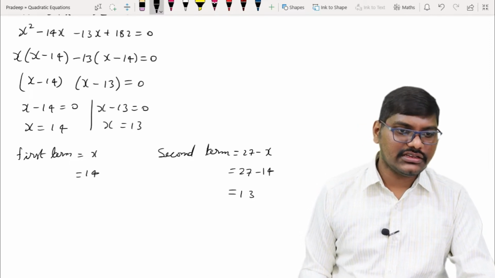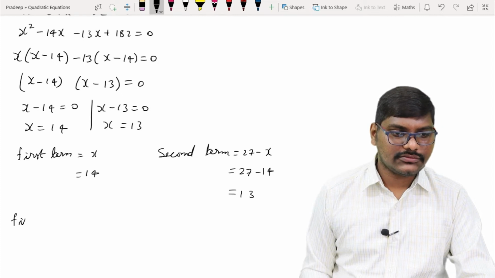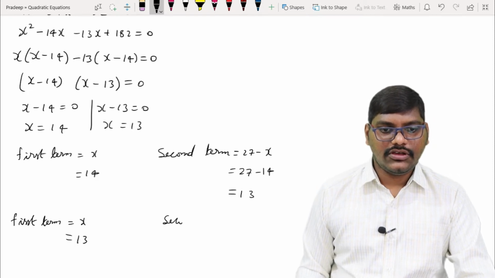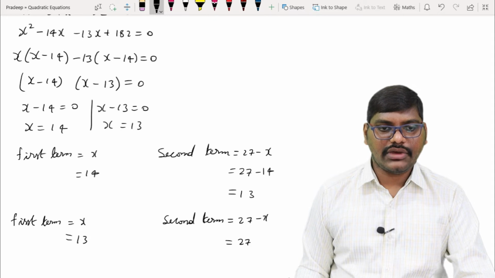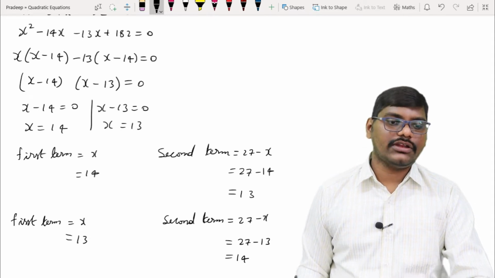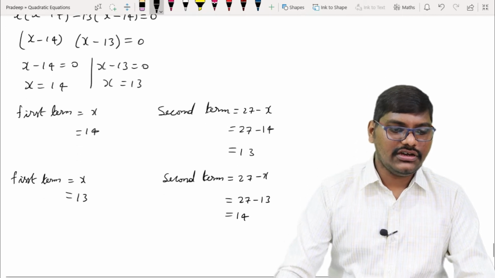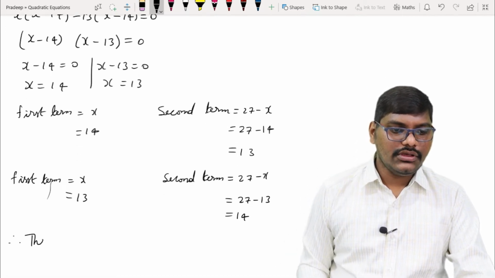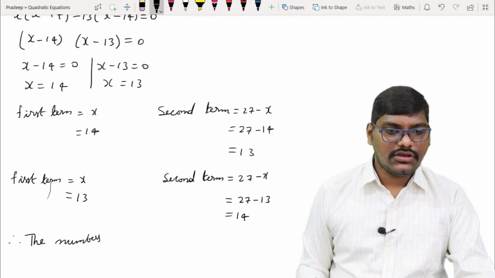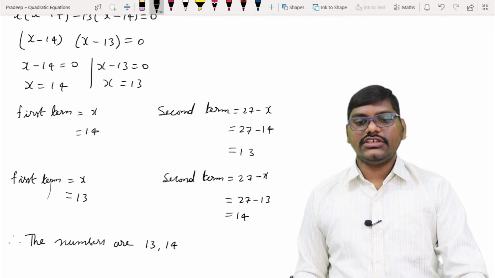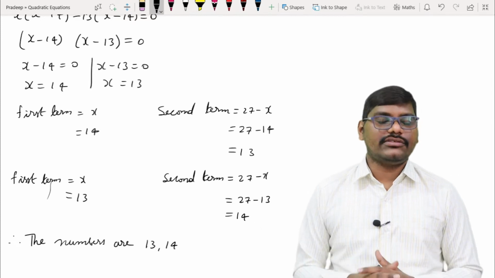Suppose we take the first term as 13. The second term, let's see what we get: that is 27 minus x, so 27 minus 13, which is 14. Alright, so anyhow one term we got as 13 and another term we got as 14. So we'll write the conclusion here. Therefore the numbers are, one number is 13, other number is 14. So these are the two numbers we got for this particular question.